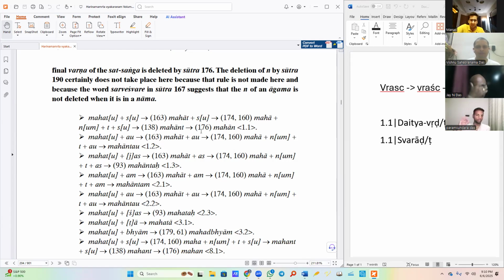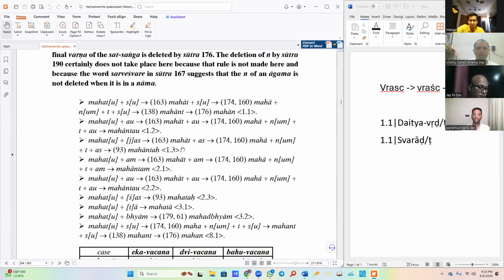I'm telling the sutras. I hope you know the sutras and the meanings. If you do not know, then while you do the practice, go and see the meanings. So the last letter is deleted by Satsangantasya Haro Vishnu Padante, and we get Mahan. So from Mahatu, we get Mahan. Similarly, Mahantau, Mahantaha, Mahantam, Mahantau, ityadi.